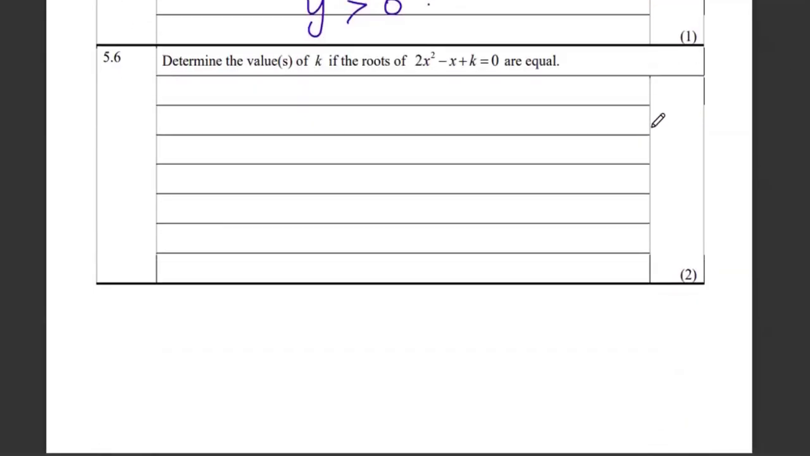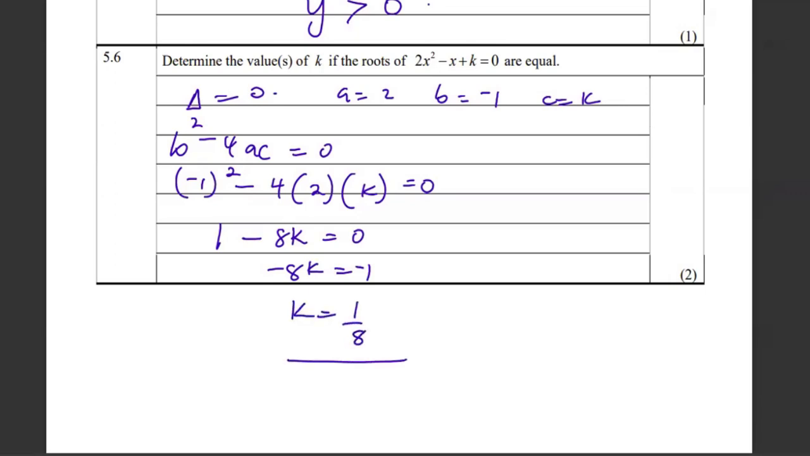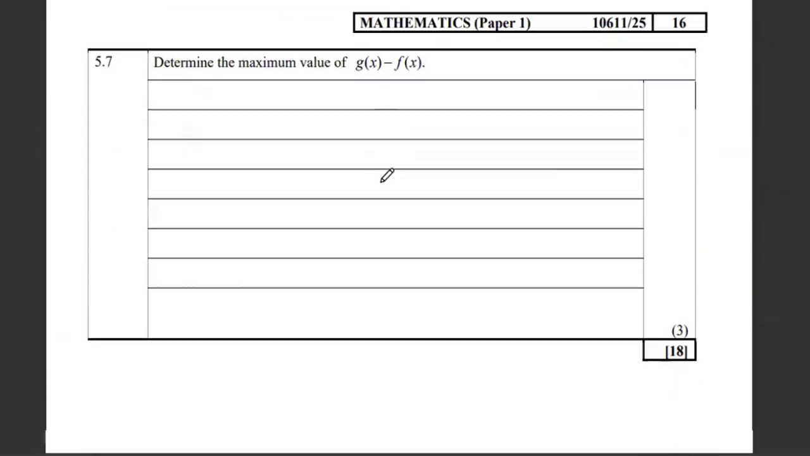Then 5.6, determine the values of k if the roots are equal. So when roots are equal, it means the discriminant is equal to 0. So our a is 2, our b is negative 1, our c is k. So b squared minus 4ac is equal to 0. Negative 1 squared minus 4 into 2 times k is 0. So 1 minus 8k should be 0. Move the 8k to that side, so negative 8k is negative 1. Divide both sides by 8. K becomes 1 over 8. All right, so that is 5.6.